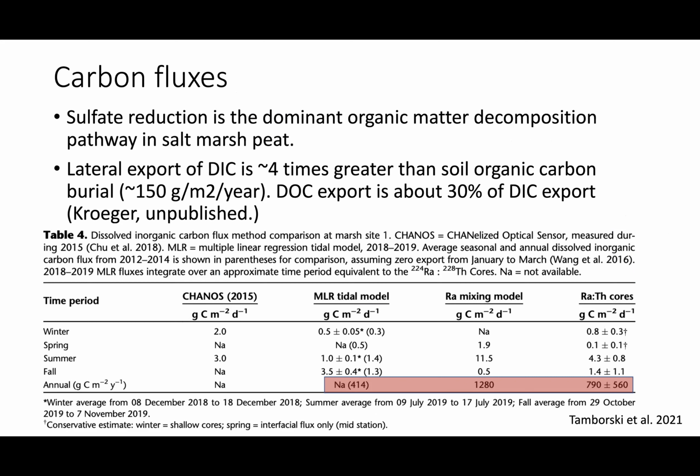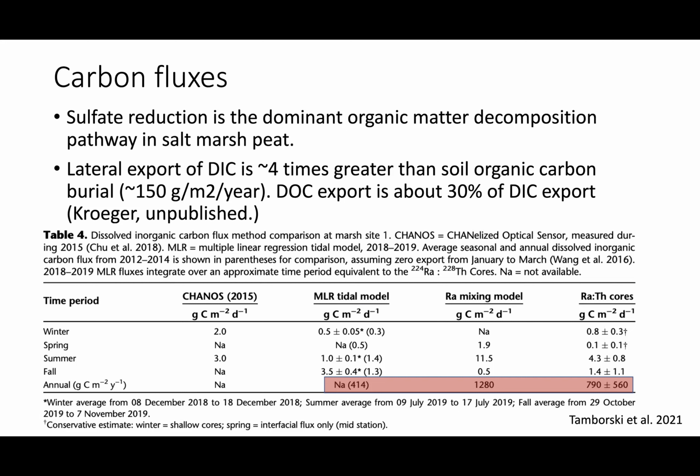And at this site, we've thrown a variety of different methods at it. This is a table from Joe's paper, but the MLR tidal model was developed, and the Chanos data was developed by Aleck and then our group at USGS. So there are 4 different ways we've hit at carbon export from this site, which is pretty unique and really exciting because all of these methods are very independent of each other. And the fluxes of carbon are large.